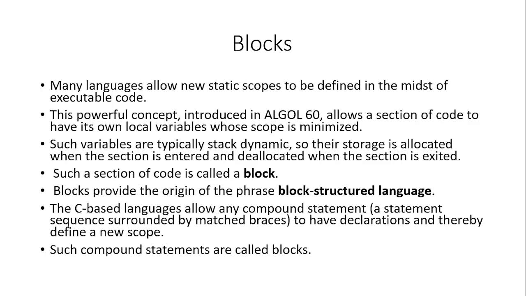So we have a section of code with its own local variables, and the scope of these local variables will be inside that section only. These are stack dynamic variables, so their storage is allocated when the section is entered and deallocated when the section is exited. That is known as a block. Blocks provide the origin of the phrase block structure language. The C-based languages allow any compound statement, a statement sequence surrounded by matched braces, to have declarations and thereby define a new scope. Such compound statements are called blocks.